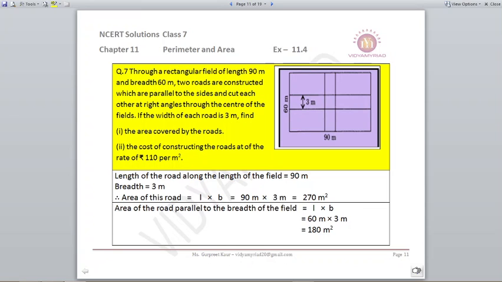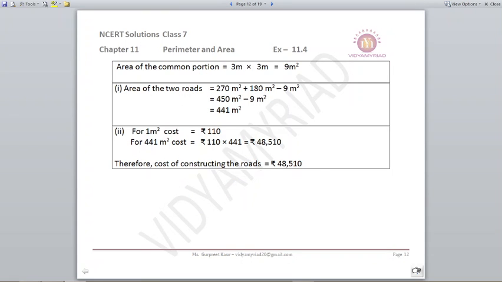So length will be 90 multiplied by 3, which is 270 meters square, and the breadth will be 60 multiplied by 3, which is 180 meters square. In the center there is a common portion which we need to subtract, that is 9 meters square, because width is 3 meters. So it is in the form of a square. 3 into 3 comes out to be 9. So from the total area of the roads, 270 plus 180 minus the common portion, that is 9 meters square, we get 441 meters square.